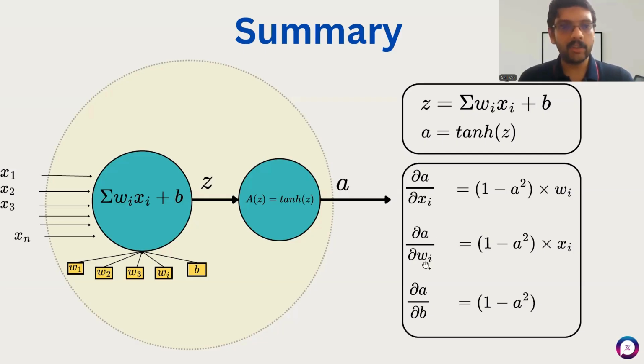The derivative of A with respect to the weight is 1 minus A squared, which is of the tanh, times the corresponding input. And the derivative with respect to the bias is just 1 minus A squared, because this is actually 1, right? The derivative of Z with respect to B is 1. So that should give us the tanh neuron.